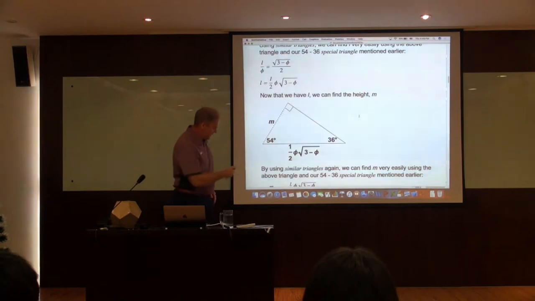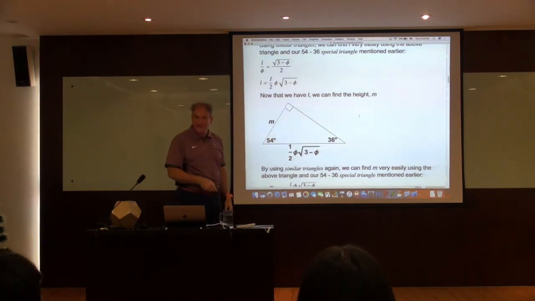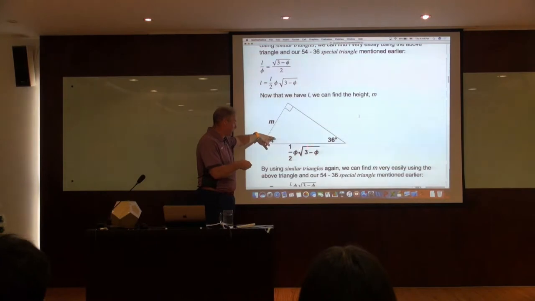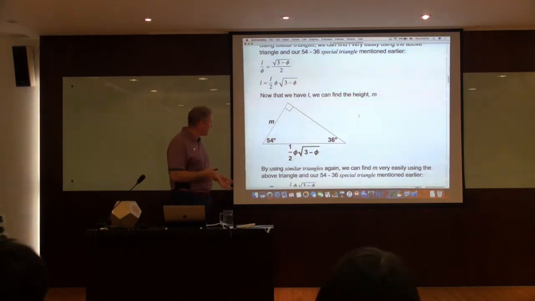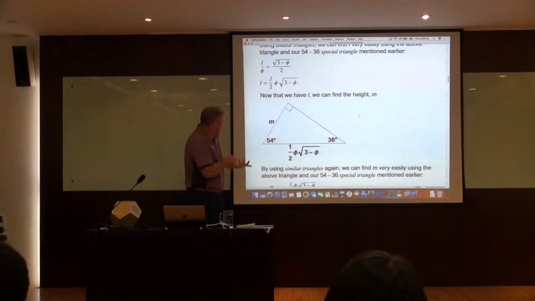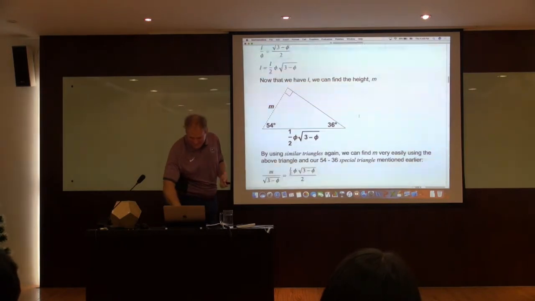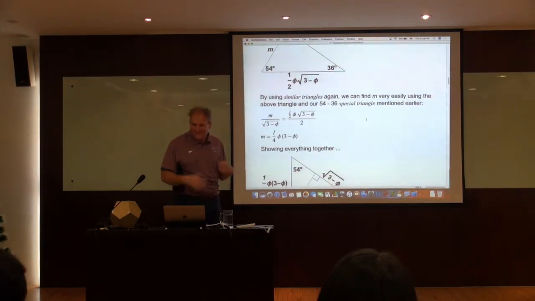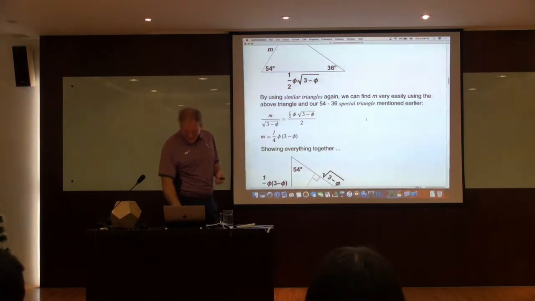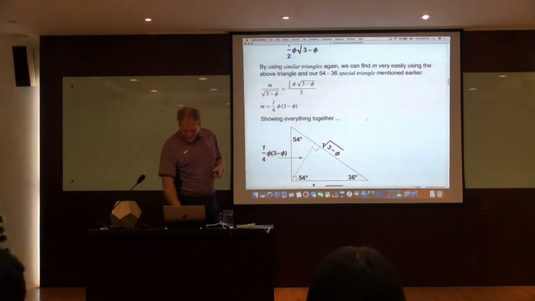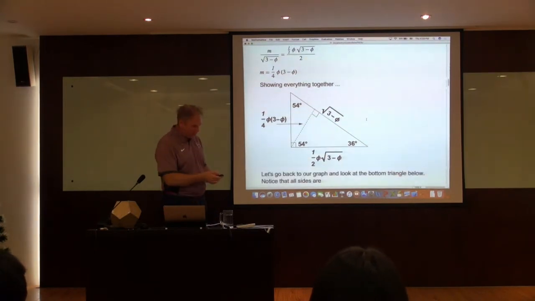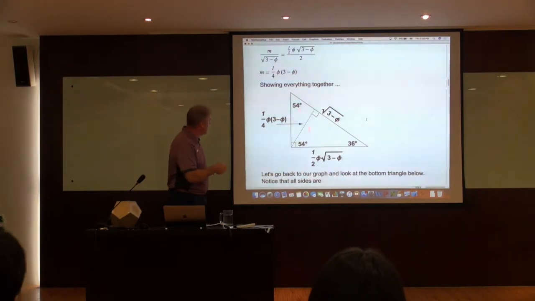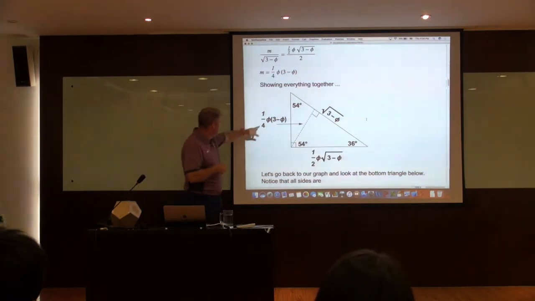And I find that this length, again, includes phi. 1/2 phi, square root of 3 minus phi. Okay, keeps coming back. Doesn't leave us, okay? So it's full of golden ratios. So could I find this M? Well, yeah, I mean, trigonometry, no problem, right? It's a wonderful thing about trigonometry, right? So, using trigonometry, we get 1/4 phi, square root of 3 minus phi.